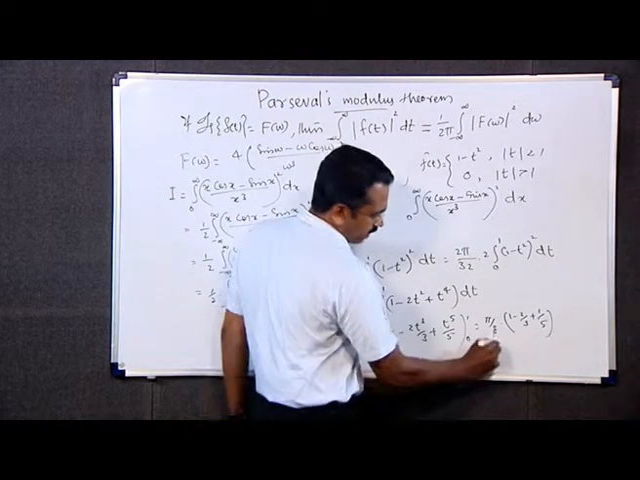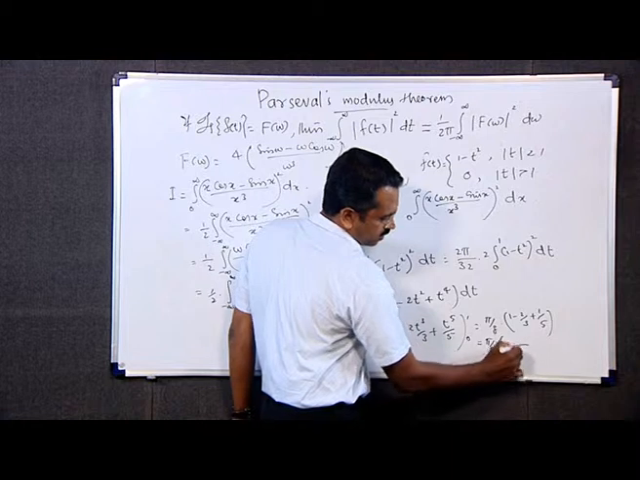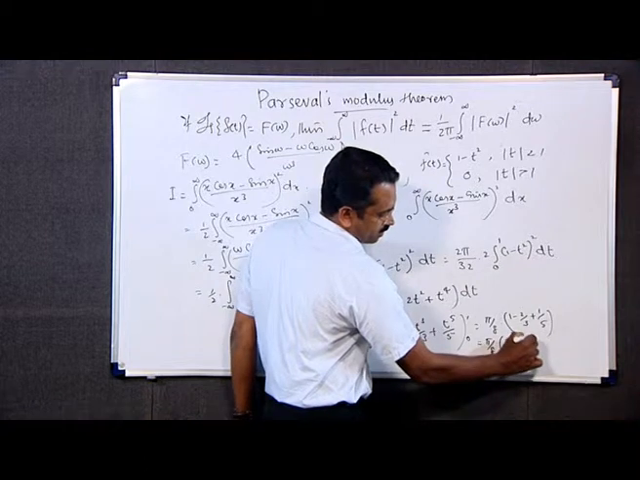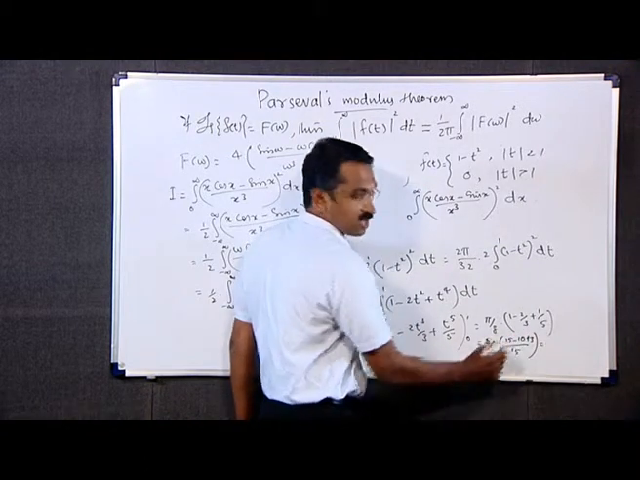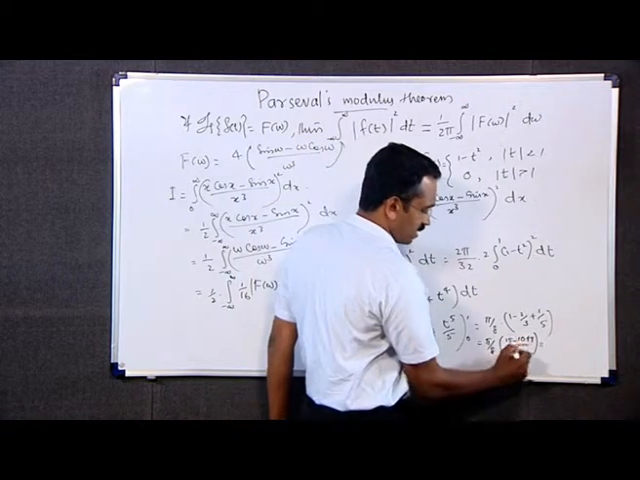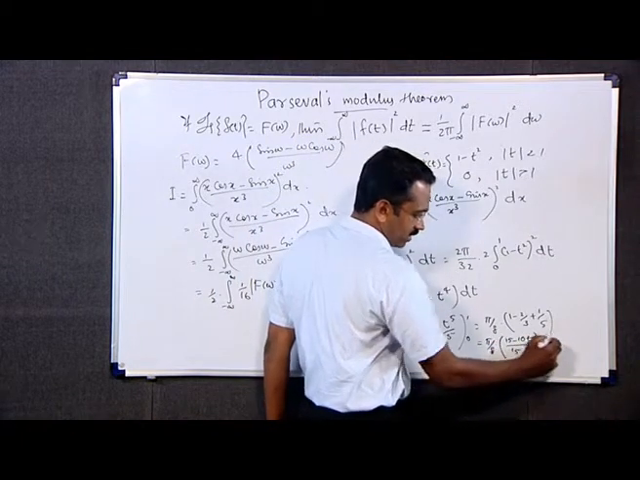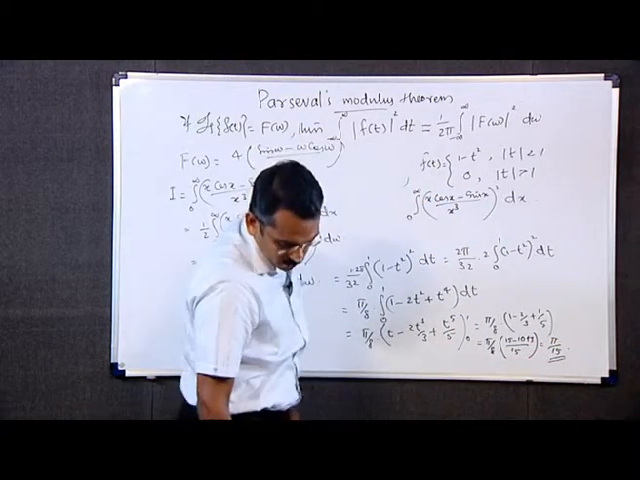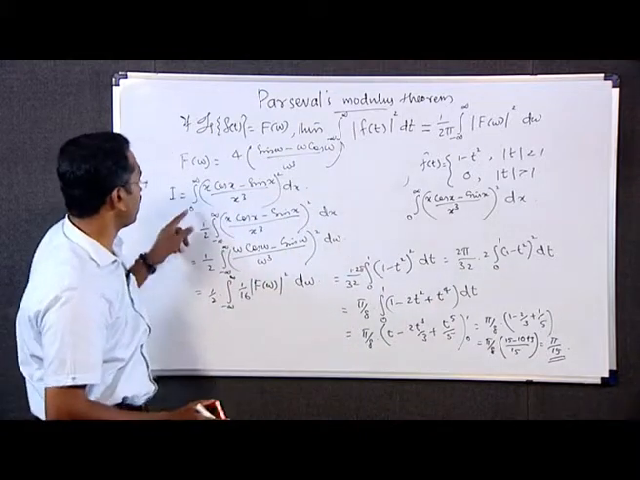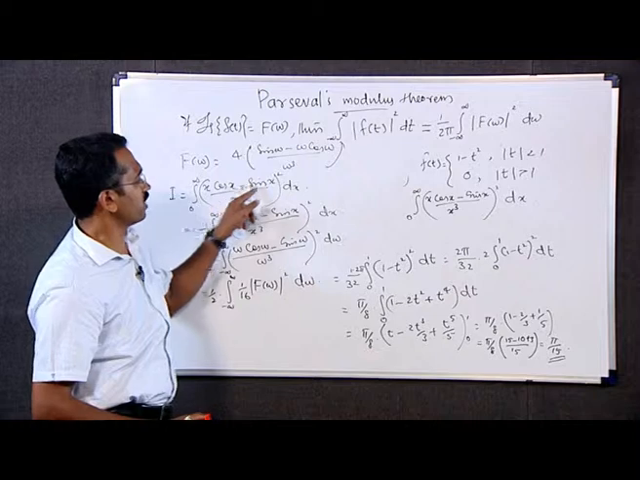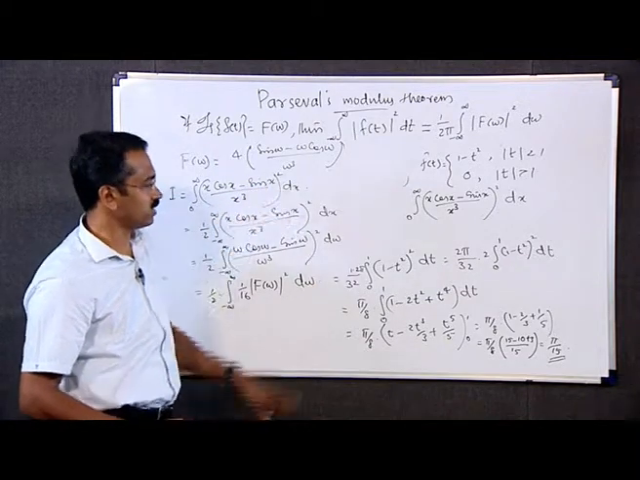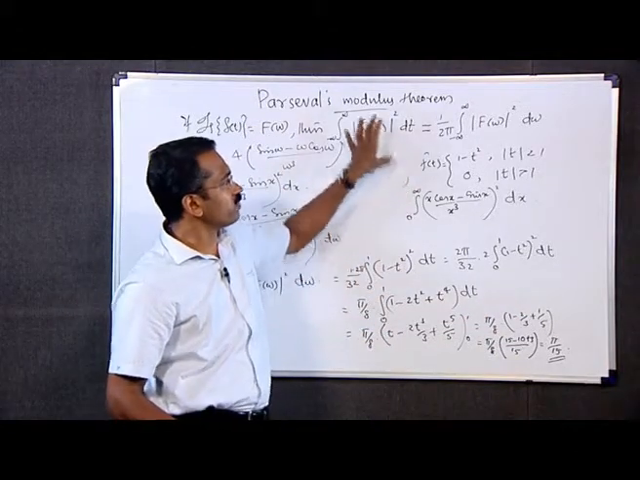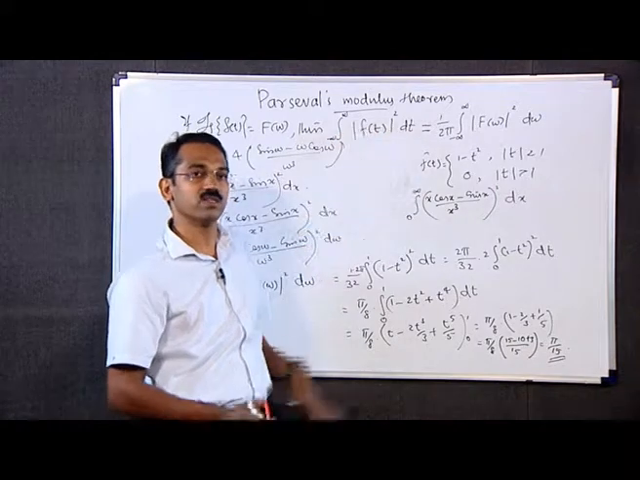Therefore, this is equal to pi by 8 into, from here we can write the LCM is 15. Therefore, 15 minus 10 plus 3, that is 15 minus 10 is 5, 5 plus 3 is 8, and this 8 and 8 will be cancelled. Therefore, pi by 15. This is the value of the required integral, that is integral from 0 to infinity of ((x cos x minus sin x) all divided by x cube) the whole square dx is pi by 15. We evaluated this integral using the Fourier transform and this Parseval's identity for Fourier transforms.